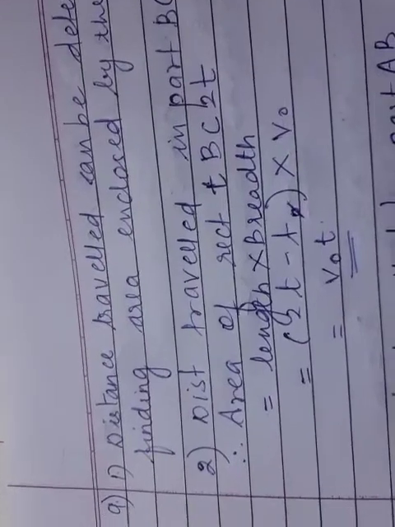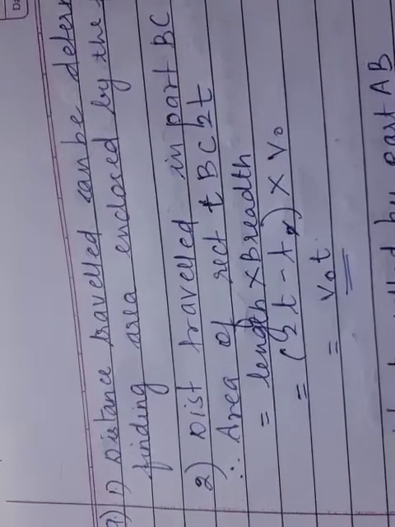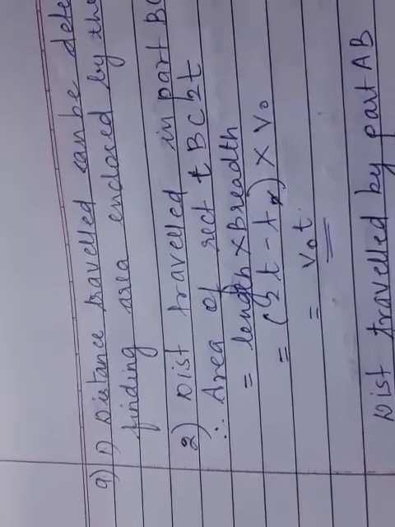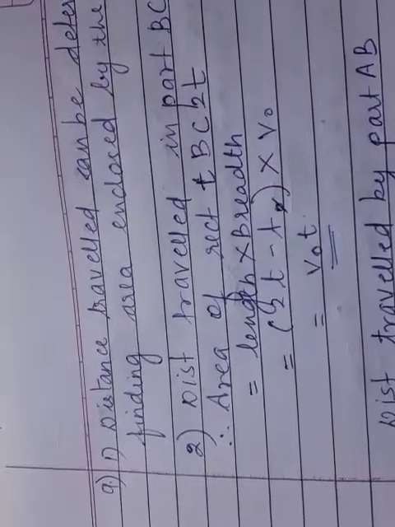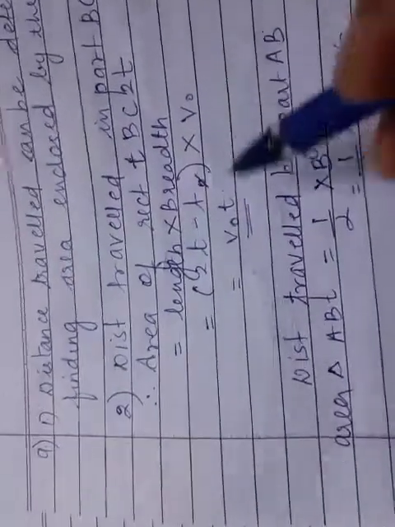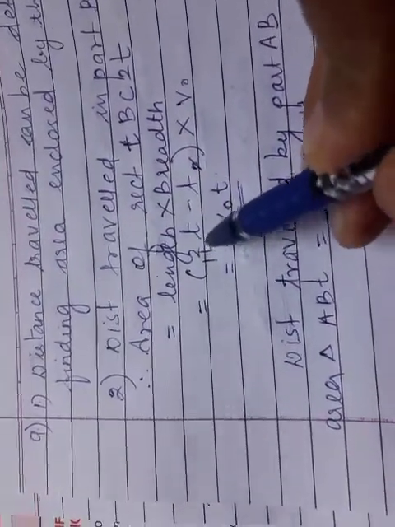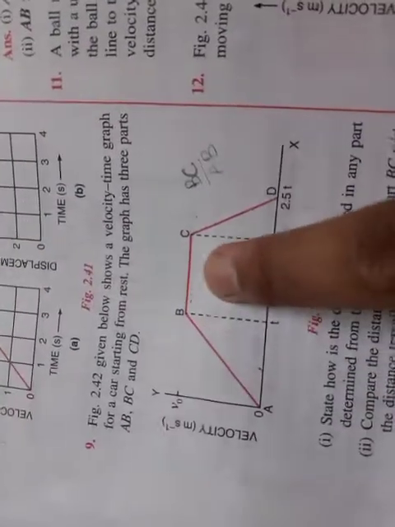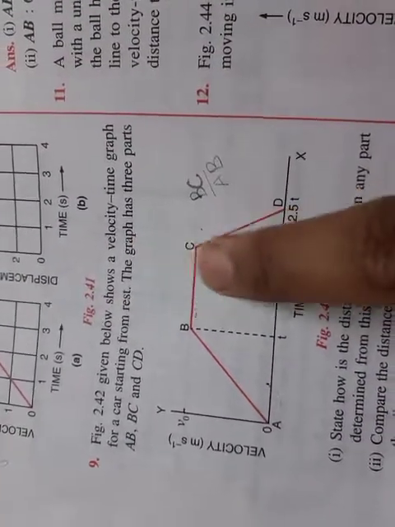So distance traveled in part BC is nothing but the area of rectangle TBC 2T, right? See in your diagram 2.42, TBC 2T. So that is length into breadth, 2T minus T into V0. Okay, so what answer do we get? 2T minus T, we get it as T, which is multiplied by V0, right? So 2T minus T will be giving me T. So T into V0 is V0T. So we got the distance traveled by part BC, that is V0T.